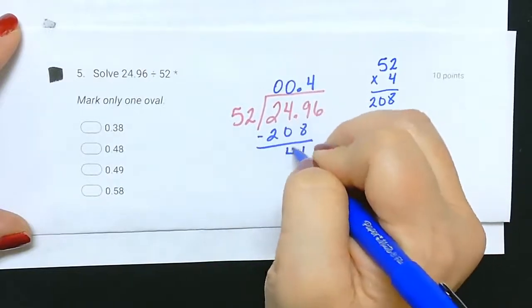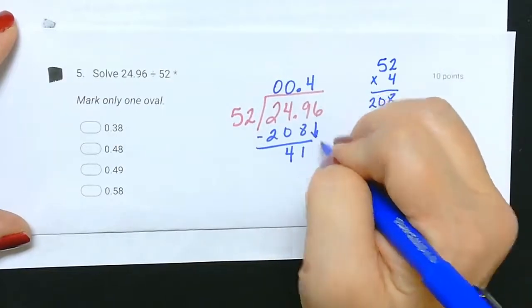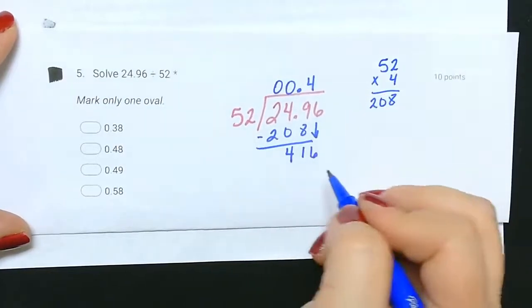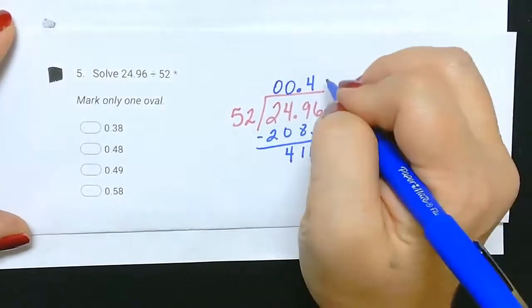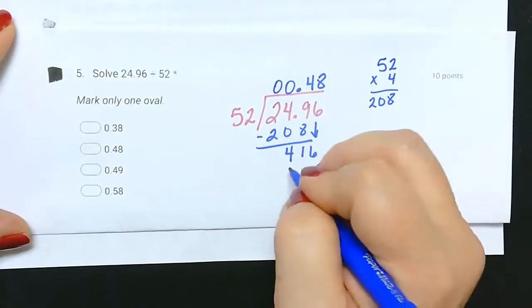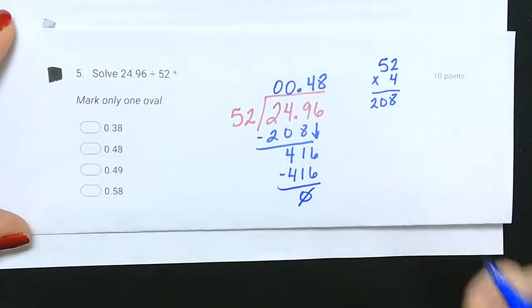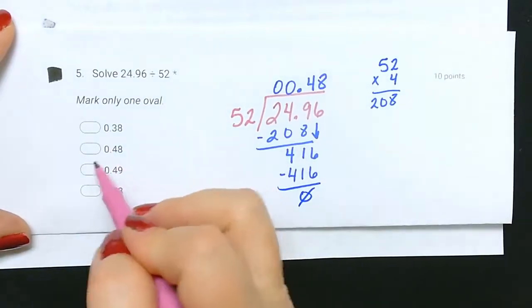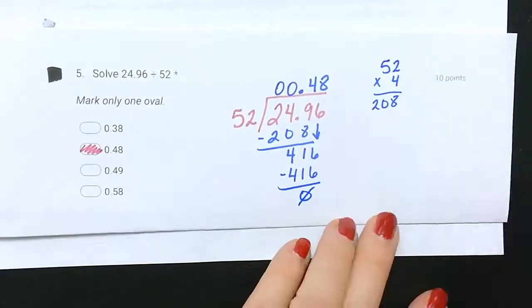So that leaves me with 1 and 4, and 2 minus 2 is nothing. Now when I drop down my 6, I have to divide 52 into 416. That can go 8 times. 8 times 52 is 416. So when I subtract, I don't have anything left over, and it looks like 48 hundredths is going to be my answer. But I'm still going to check it.